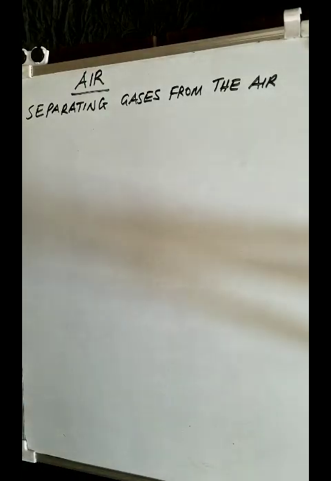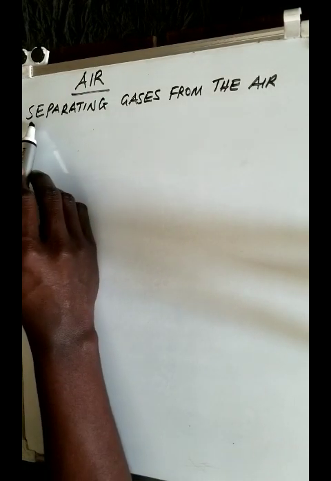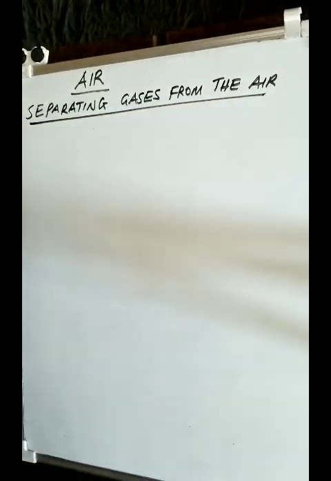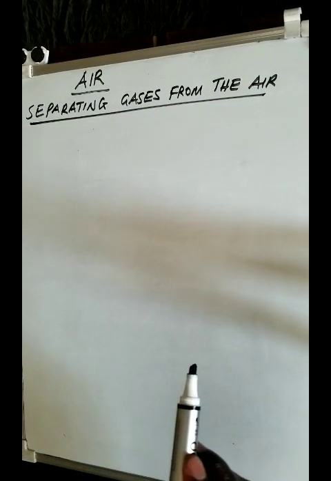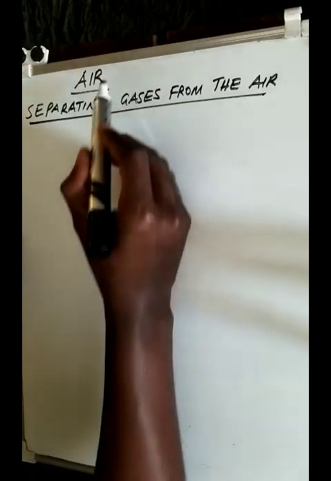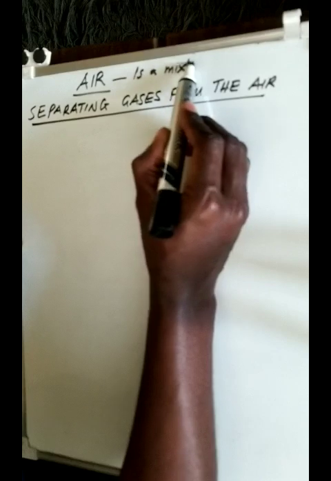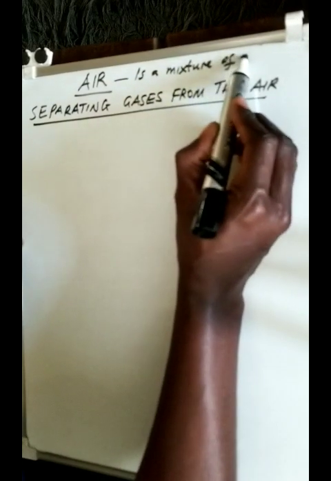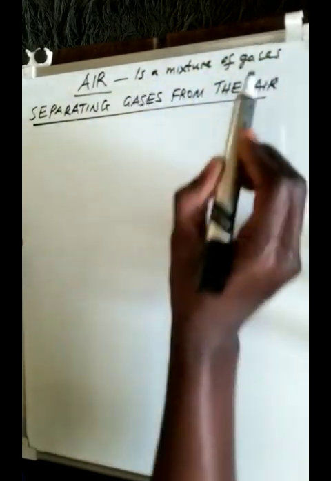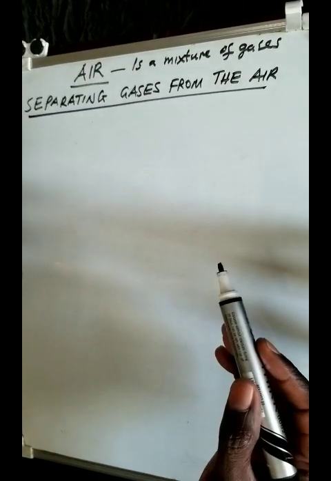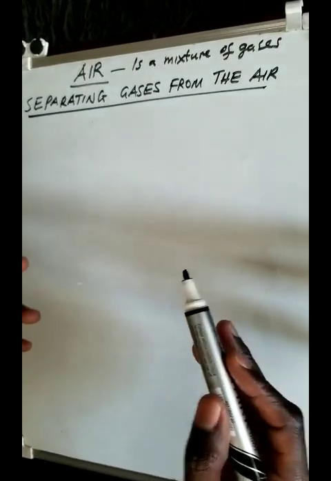So welcome to another segment as we talk about air and non-metals. We are talking about separating gases from the air. Now, as you know, air is a mixture. We simply say that it is a mixture of gases, and most of the gases that are found in air are very useful to us. So we must separate them from each other.